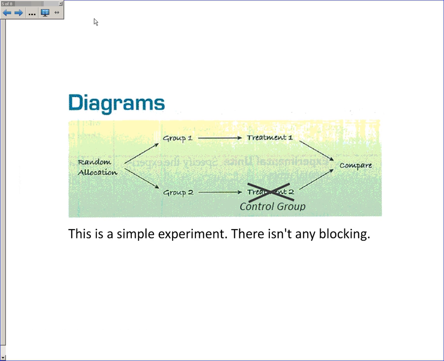Okay, and these are helpful to see what an experiment is. So you have your random allocation, you have your 2 groups, and again, I've eliminated treatment 2 to emphasize that you need a control group that you can see what happens normally to see how that's different from your treatment, and then you compare the results from the 2 of them. Okay, this is a very simple experiment. There isn't any blocking in this.